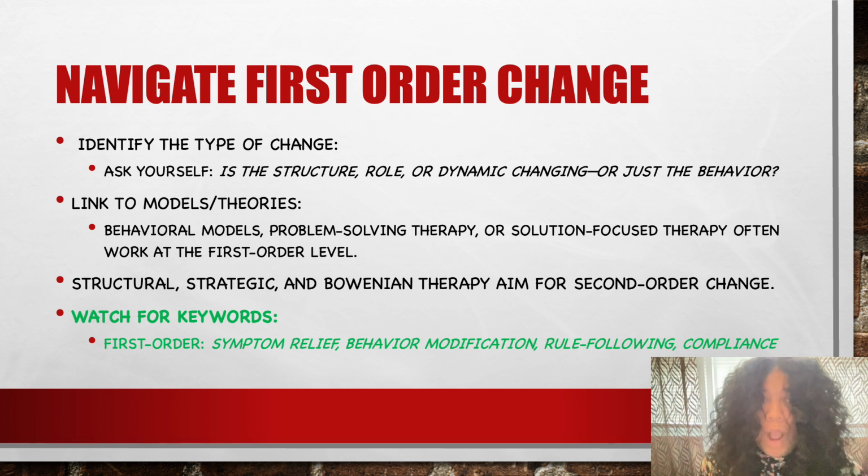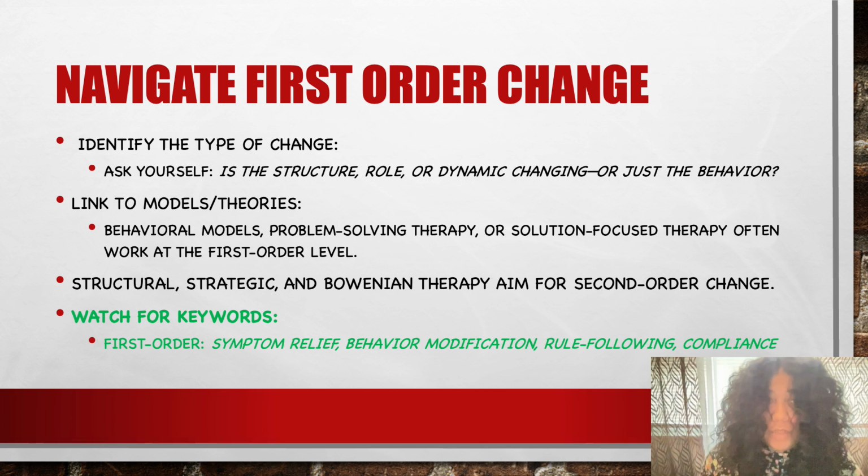Behavioral models, problem-solving therapy, or solution-focused therapy, they are the ones that weigh heavily on first order change because it's what? It's quick. It's going to be fast because it's brief, right? Structured, strategic, and Bowen, they're second order. And it needs to be long-lasting. You know, structural restructures the entire family system.